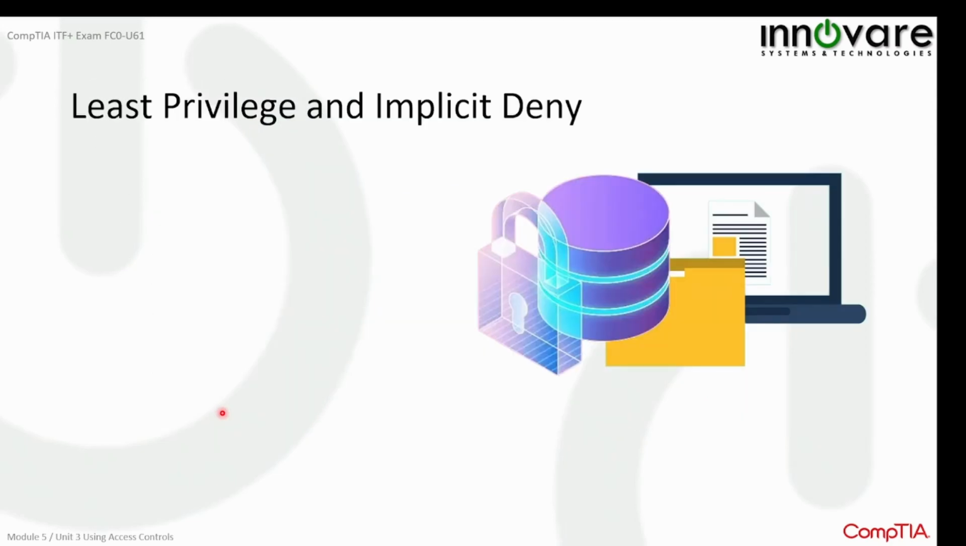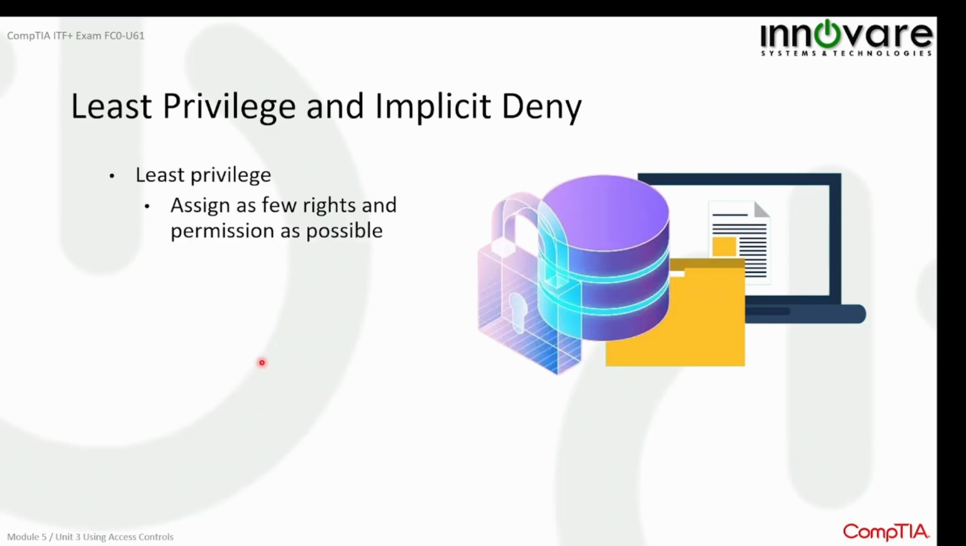Now, meron din tinatawag na least privilege and implicit deny. Usually, ito yung sa when it comes to creating accounts, when giving permissions. When we say least privilege, ito yung minimal permissions that you can grant. Hindi yung allow all and no restrictions. Yung minimal, yung pinaka requirement lang, as few as possible. So you can monitor, you can regulate, and it's easy to track as well.